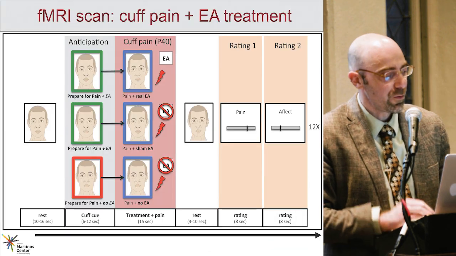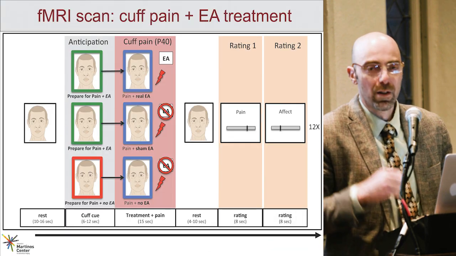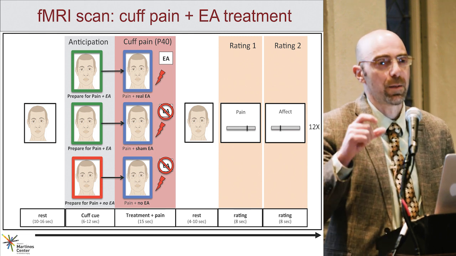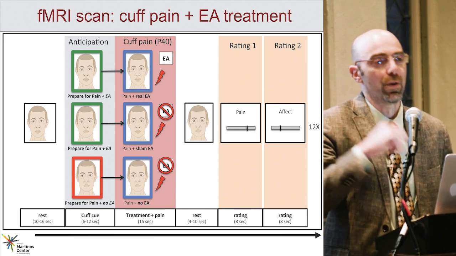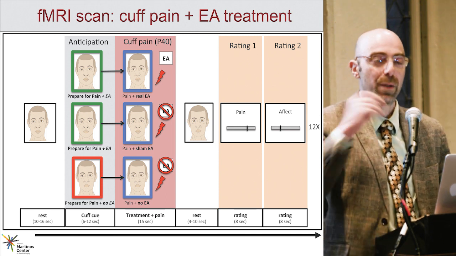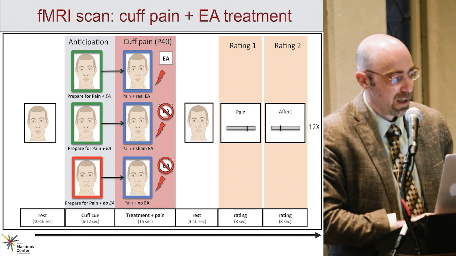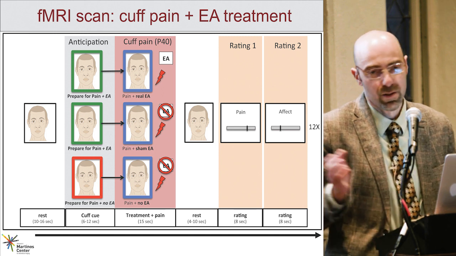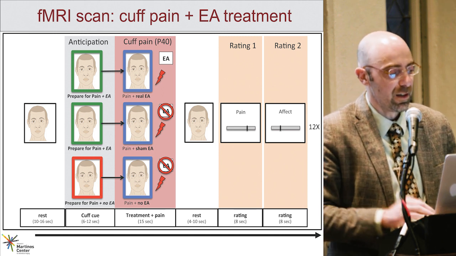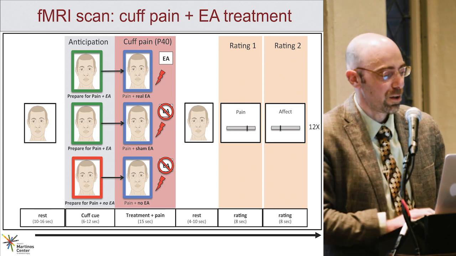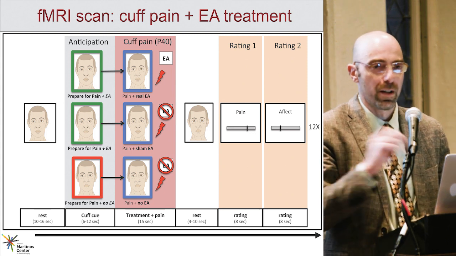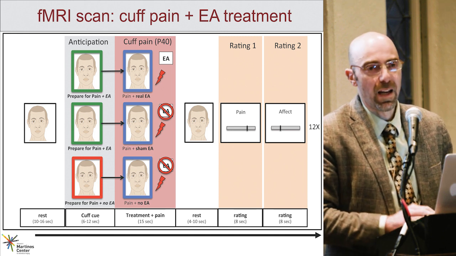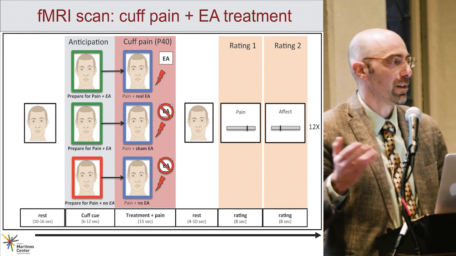So during the scan itself, there are cues where both the patient and the clinician see whether during the next pain stimulus they will be treating or not treating, and the patient sees whether they will be treated or they will not be treated. And then we have three different conditions. For the no treatment, they just aren't treated. For the treated, they're either treated with real acupuncture or sham acupuncture, where the current actually doesn't flow into the needles.